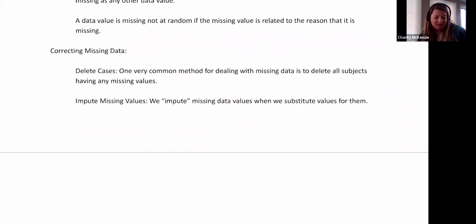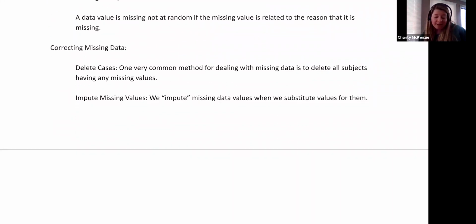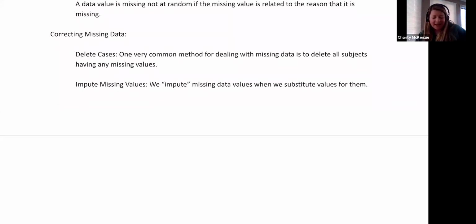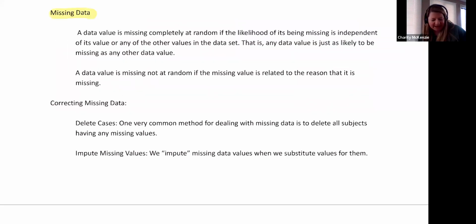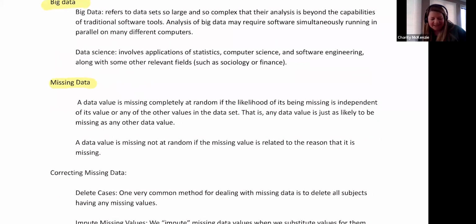Correcting missing data. So you could delete cases. It's a really common method of dealing with missing data to delete all subjects having any missing values. So if somebody does a survey for you and they didn't fill it all out, you just don't use that survey. It's pretty common. For missing data values, we substitute a value for them. We say, okay, well, your height was this, your weight was this, so we're going to put in this for this number you forgot. I think that was all that this note packet had. These are just ideas to do with data.